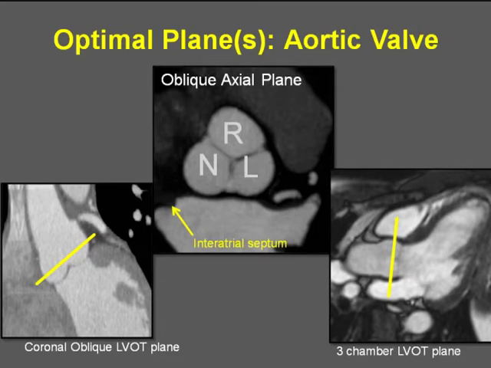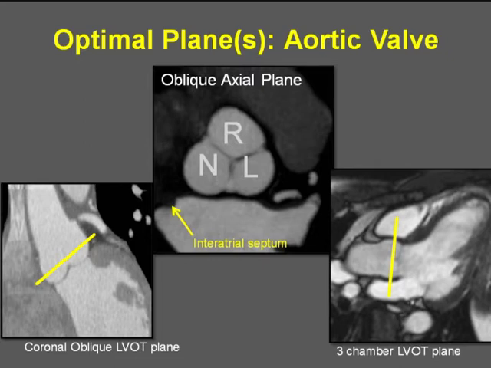So here are two LVOT images. This is a coronal oblique LVOT plane, and you can see the aortic root very nicely on this plane, as well as a three-chamber plane. Now, the three-chamber is called the parasternal view in the echocardiography literature. So using both of these, you want to make sure that you remain perpendicular to the aortic root, and these give you these beautiful pictures of the oblique axial plane and aortic root.